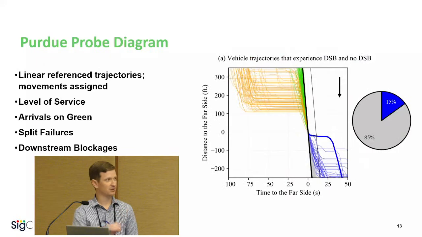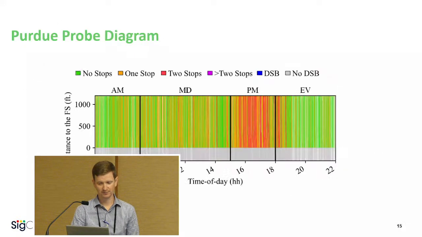Here we can just see that. You can see all of your arrivals on green as well as your vehicles that stopped before and then your vehicles that stopped after the intersection, your downstream blockage. We can also just pull that out as a metric as well.